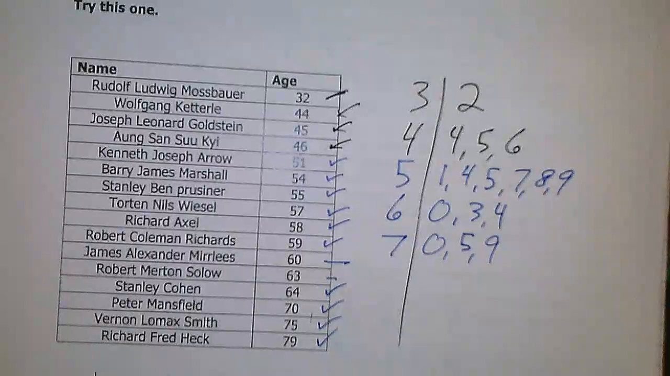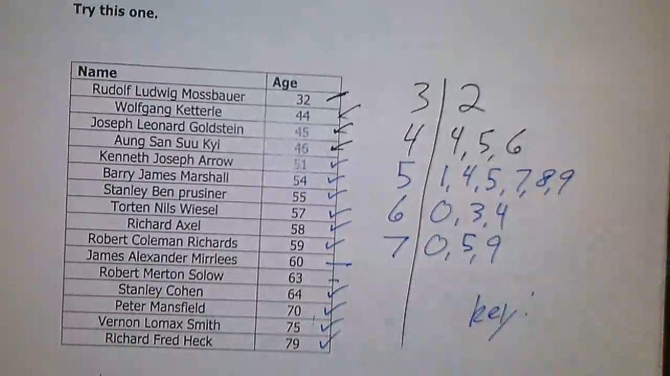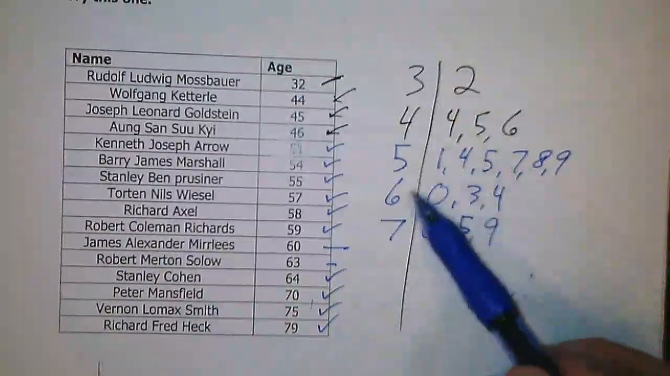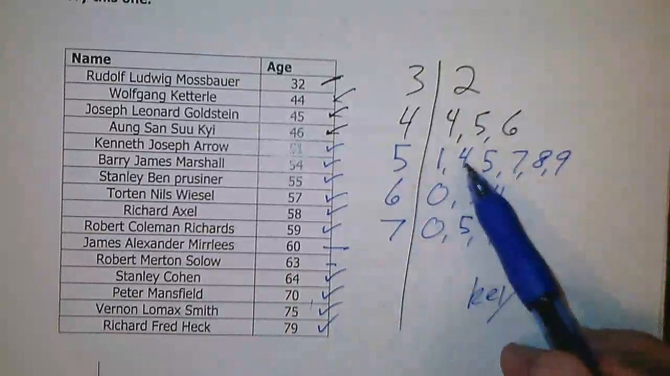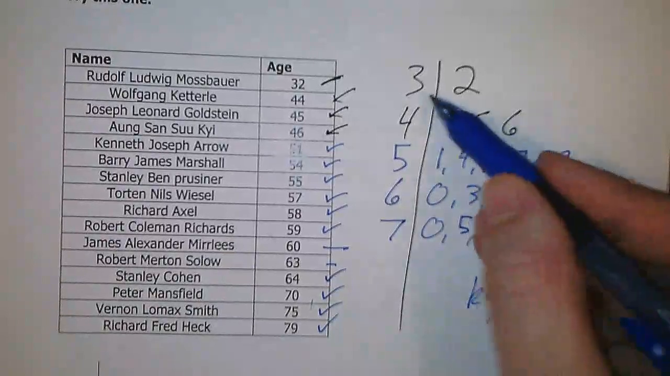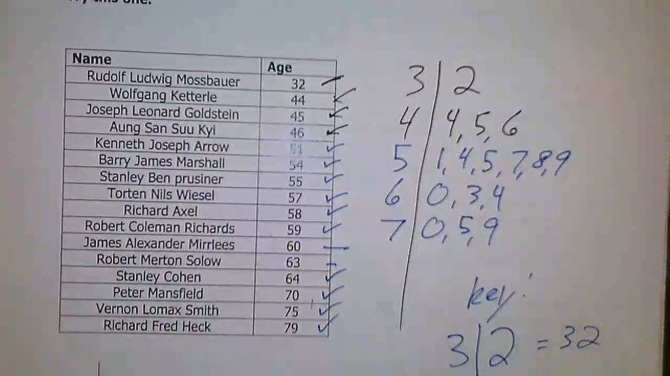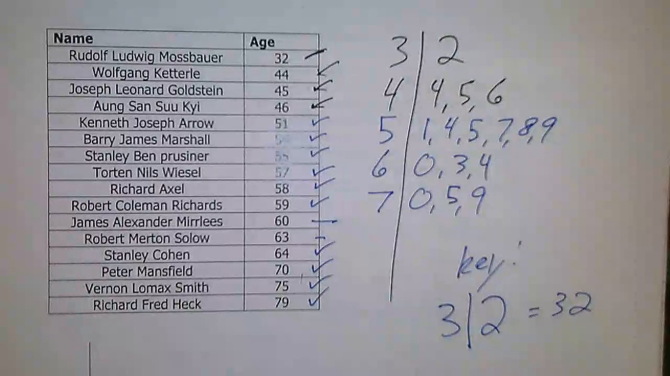And so that readers can figure out what we mean by this stem and leaf, we make a key and just pick any number. If you want to say 5 line 4 means 54, that's fine. You can use 3 with a line and 2 is 32. There's no wrong answer for the key unless you pick a number that doesn't exist in your stem and leaf plot.